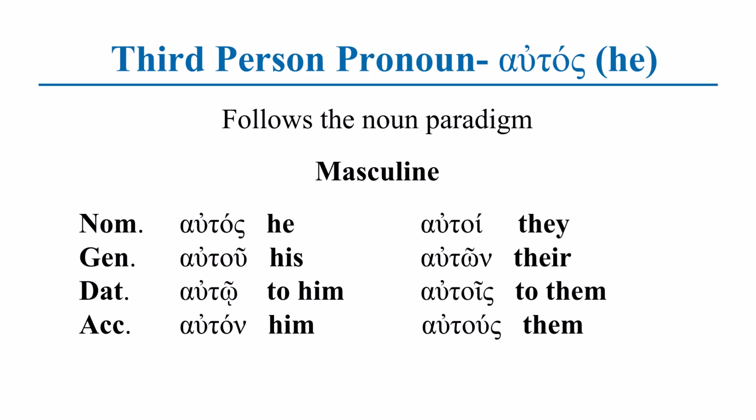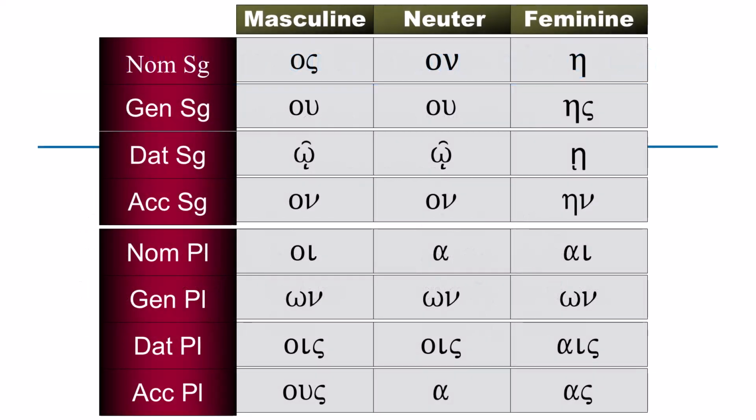You have autoi, meaning they. You have autōn, meaning their. You have autois, meaning to them. You have autous, meaning them. So you have singular endings and you have plural endings in the masculine. So this is the third person pronoun in the masculine. You have autos, autou, autō, auton, autoi, autōn, autois, autous. These are singular pronouns and these are plural pronouns. So this is the noun paradigm from which the third person pronouns are built.